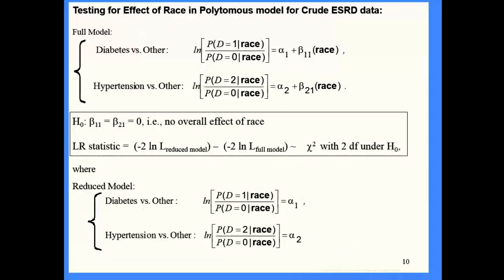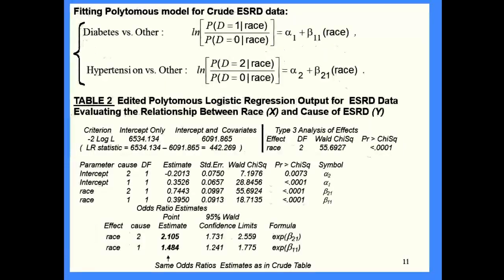Now, in fact, that's what I've said. If you're looking at the crude model, the full model is this. The reduced model only has the intercepts. The null hypothesis is that the two betas are equal to 0, and the likelihood ratio statistic will have 2 degrees of freedom. That's what I just said, just showing it to you again. How are we doing with this? Is this the worst thing in the world you've ever seen? It's not that bad. It's not that different. Okay? It's a little different. Now let me show you what happens when we actually do this analysis. I'll just show you some output.